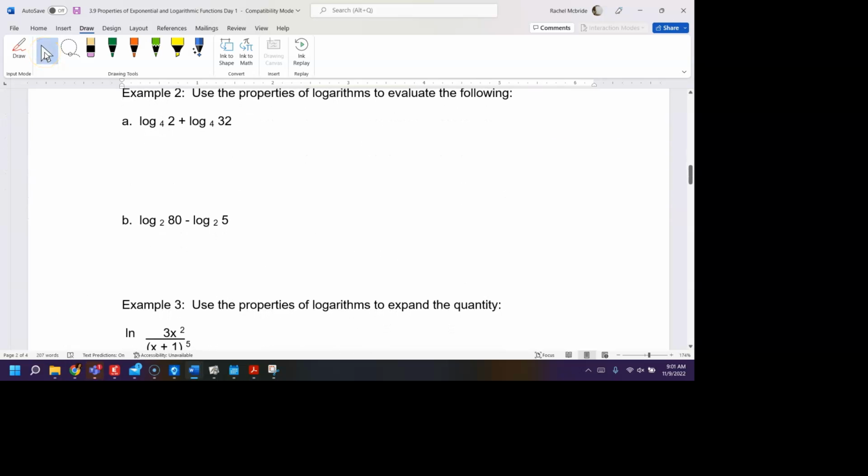So logs have these properties, and hopefully we remember them, that say addition is really the same as multiplying their insides. So if they have the same base and they're being added, the log base a of m plus log base a of n is equal to the log base a of m times n.